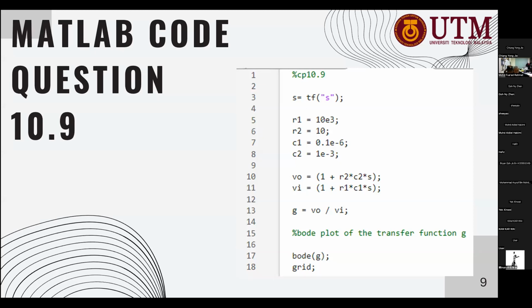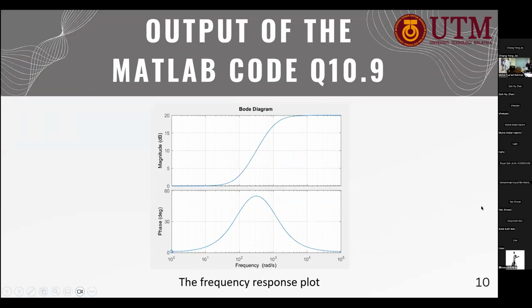R1, R2, C1, C2 are the values that we are given, and then G is our transfer function, which is the V out over V in. Then we use the bode G and grid to get the frequency response of the transfer function, which is like this one. This is the plot diagram of our transfer function. It has the magnitude and the phase.